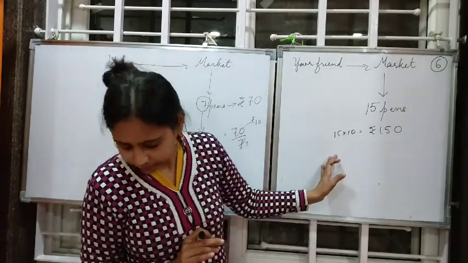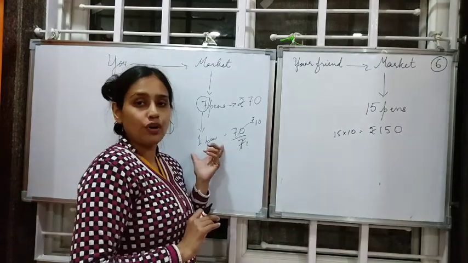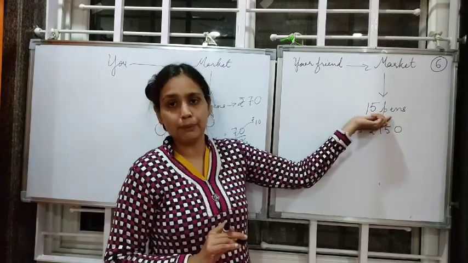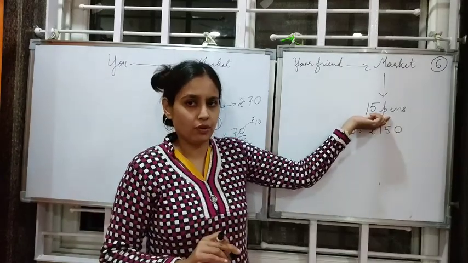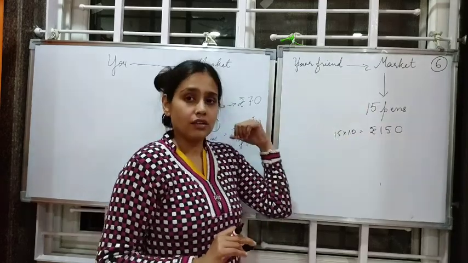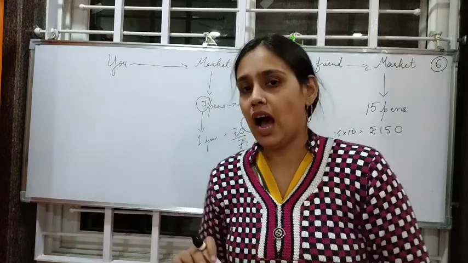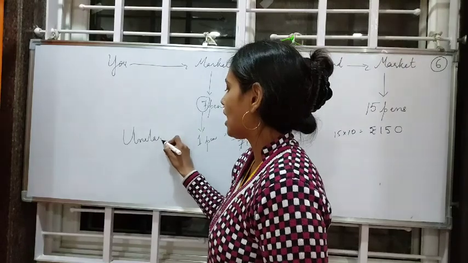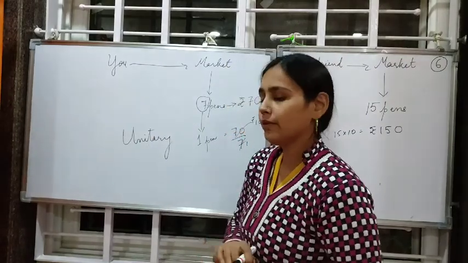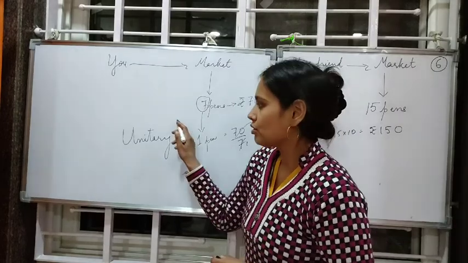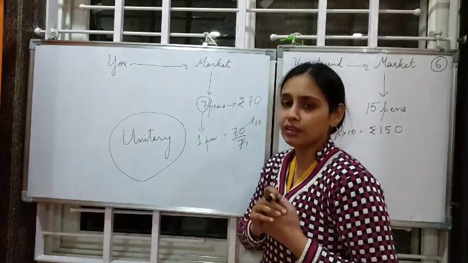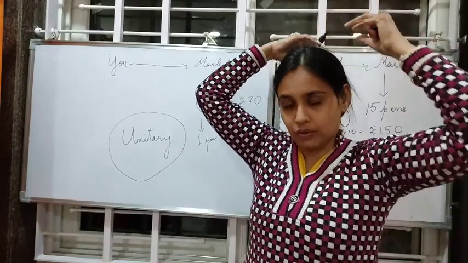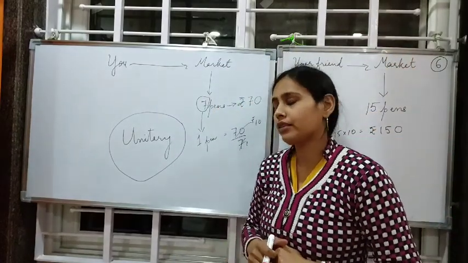So, in such situations where we find the value for 1 and then we find the value for a given number, or you can say for many, such methods are called, I know you must have already prompted, because you have studied this last year also. Such type of methods are known as unitary methods.